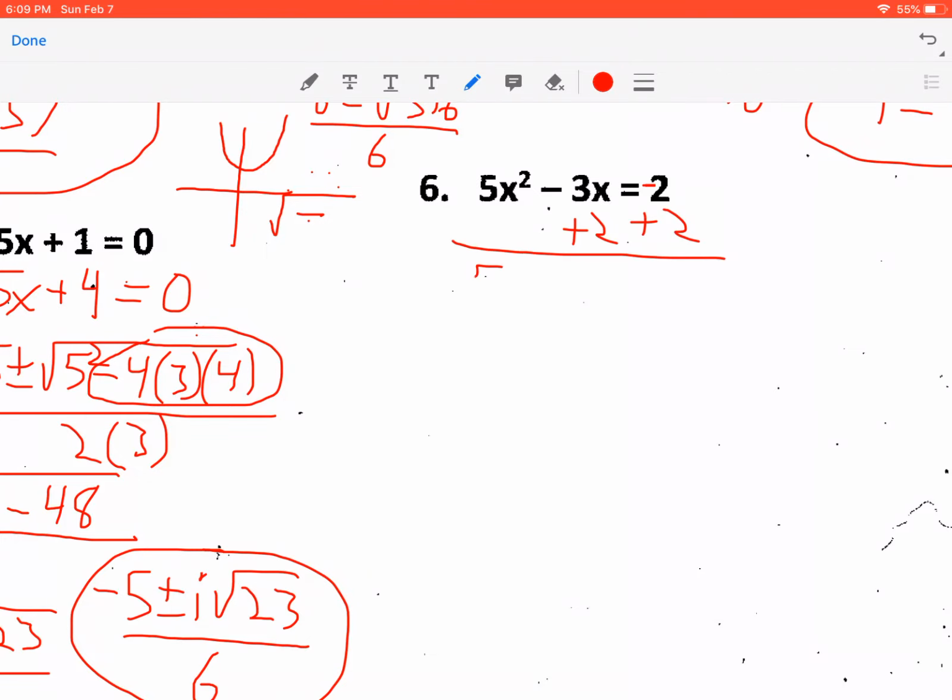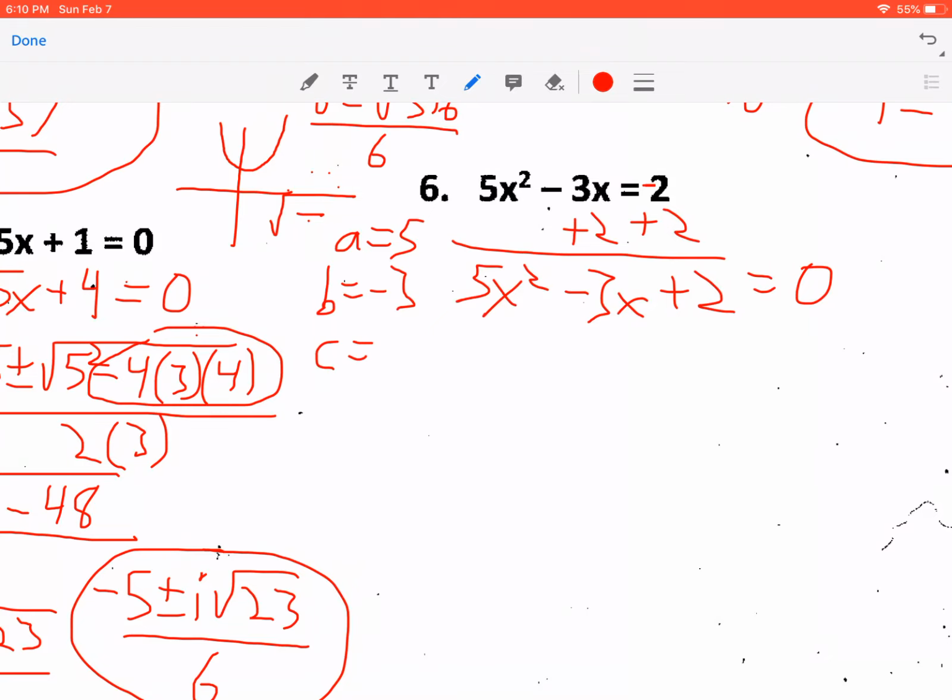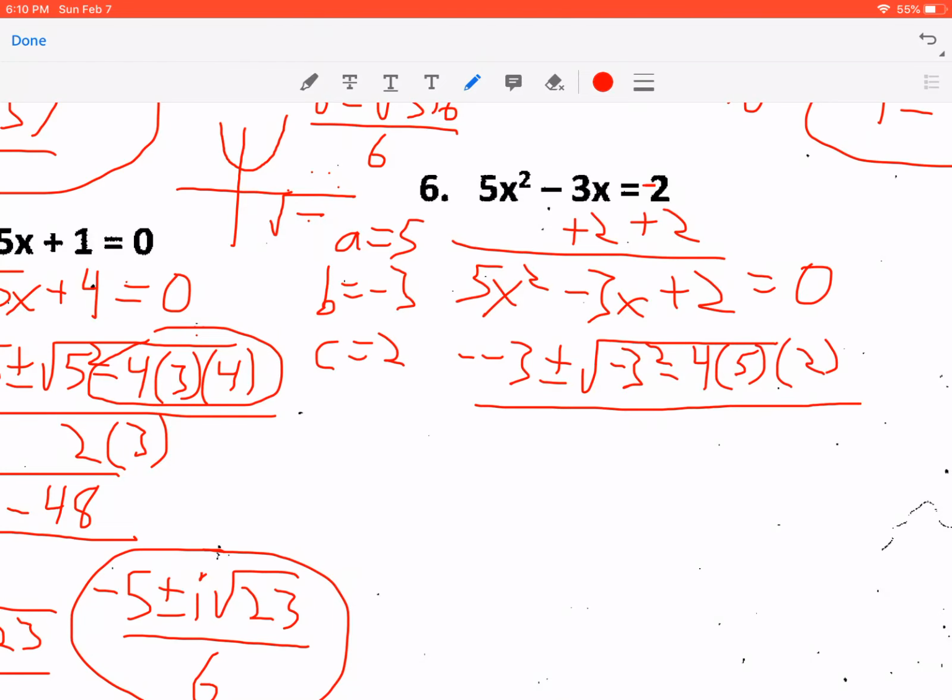So we got 5x squared minus 3x plus 2 equals 0. That means A equals 5, B equals negative 3, C equals 2. Plug them in. So it's negative b, that's a negative 3, plus or minus negative 3 squared, that's going to be a 9, minus 4 times a, which is 5, times c, which is 2, divided by 2 times a, that's 2 times 5. If you want to just go ahead and put 10, we'll clean it up later.